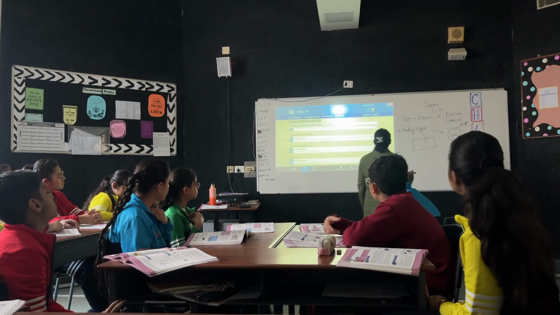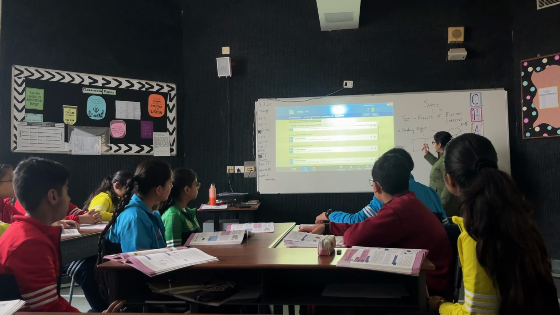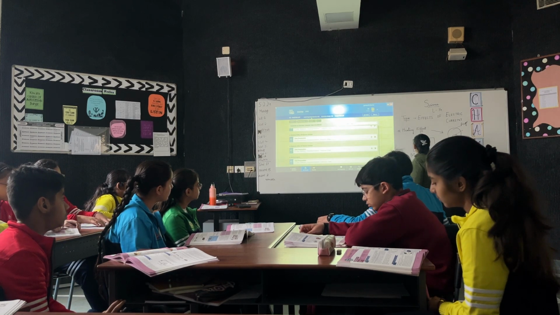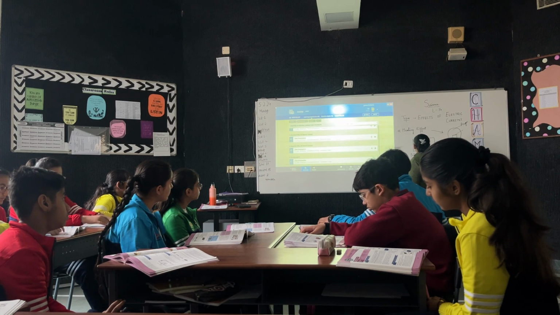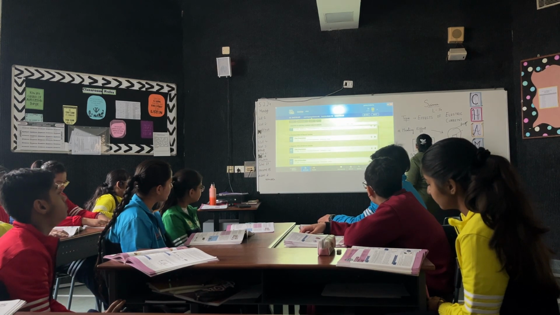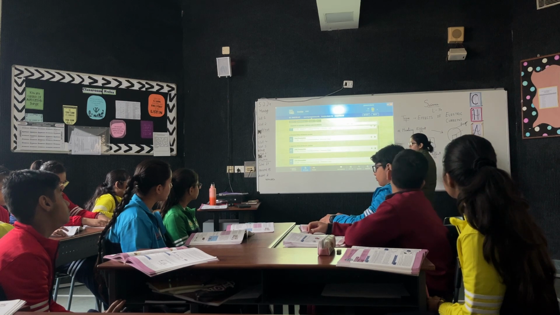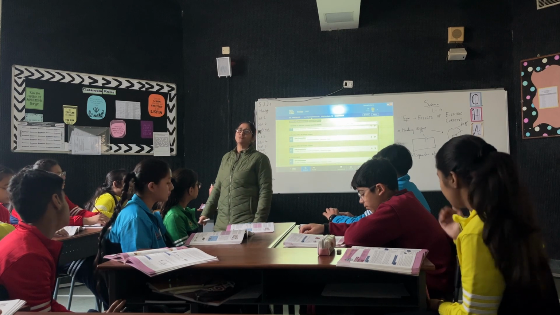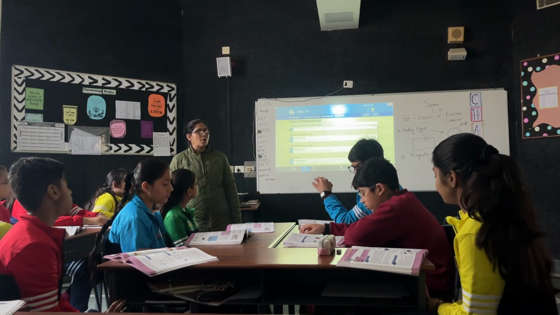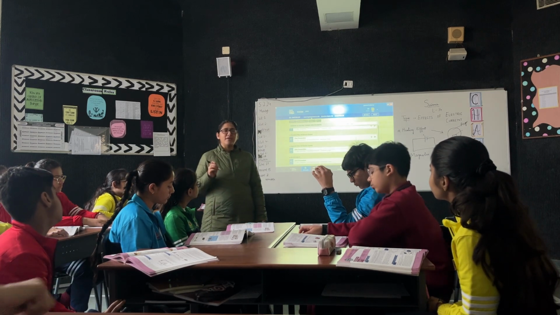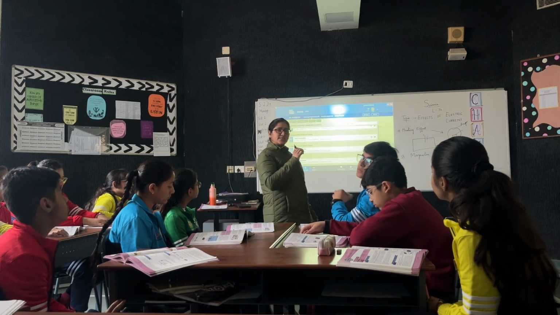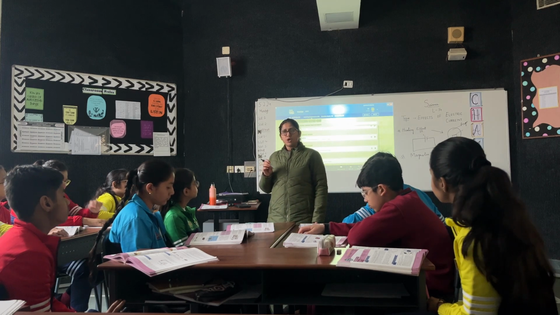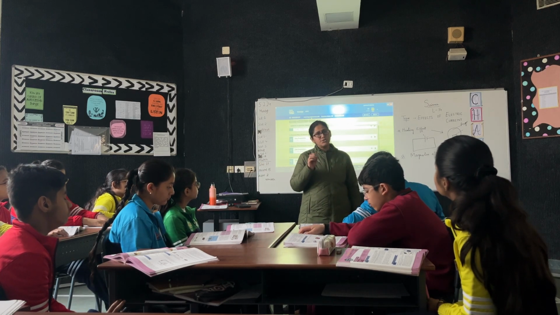Alright, so this was all about the heating effect. Now we shall start with the magnetic effect of electric current. There was a scientist named Hans Christian Ørsted. He was the first one to show that whenever electric current passes through a circuit, a magnetic field is generated.